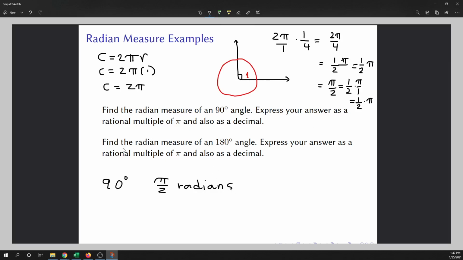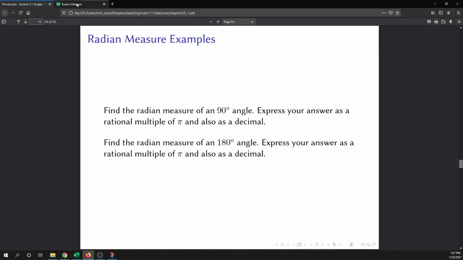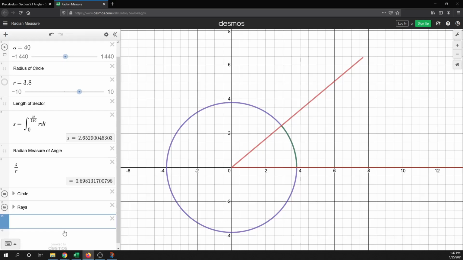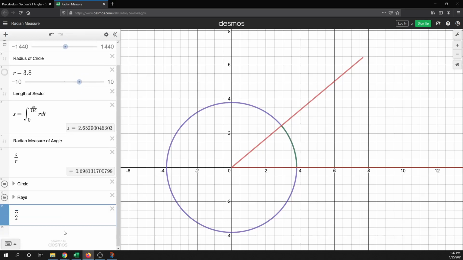All right, so this answer is the conversion as a rational multiple of pi, a fraction times pi, which can also be written like this. Okay, it says also write it as a decimal. So to do that, we are going to go to a calculator. I'm just going to go to Desmos and punch that in. Pi over 2. All right, and you can see that pi over 2 comes out to be 1.57 radians, to 2 decimal places.